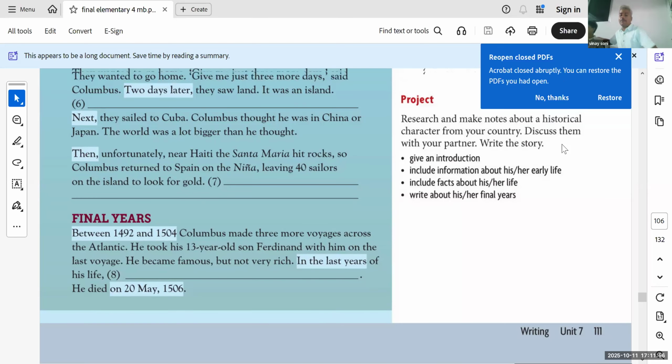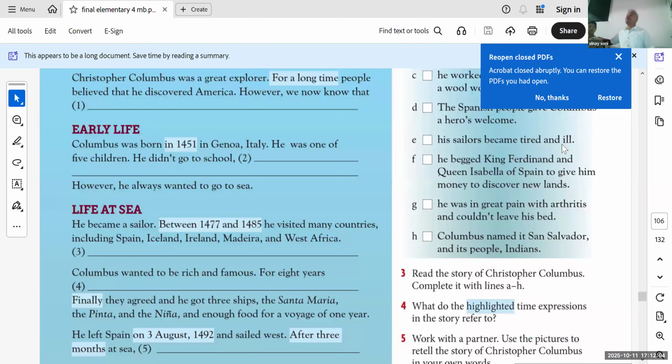Now homework for Monday. It's Saturday today. Homework for Monday. You have to choose a character. Choose a character from history. Choose any character from anywhere in the world. Like Columbus is a historical figure. He is from history. Choose a historical figure, do some research, and please, please do not copy paste the language from the internet or anywhere.